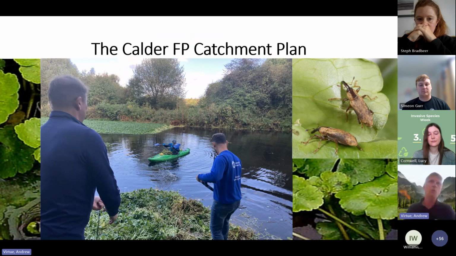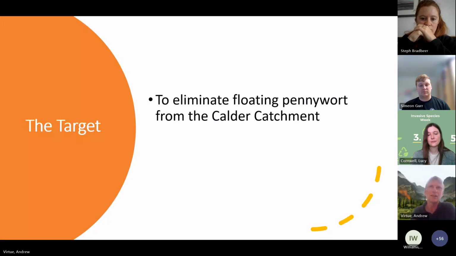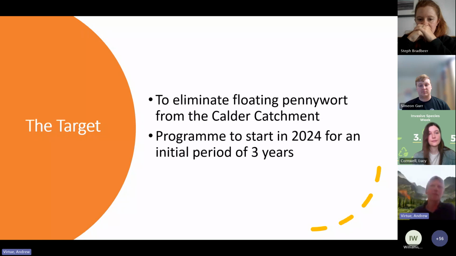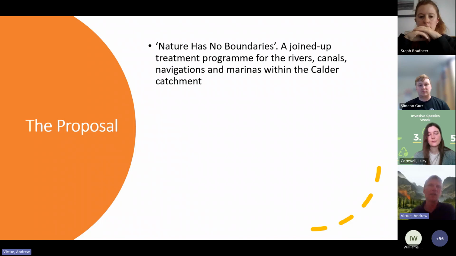And so we came up with this plan called the Calder Floating Pennywort Catchment Plan, very catchy, using a variety of techniques to try and treat this plant hopefully in a more systematic, coordinated way. The target is always to eliminate it, isn't it? Always. The programme starts this year for an initial 3 years, hopefully. And then obviously we're not going to get rid of it in 3 years, but this will hopefully be a rolling programme. The proposal, using the premise that nature does not recognise boundaries, is a joined up treatment programme for the rivers, canals, navigations and marinas within the Calder catchment.